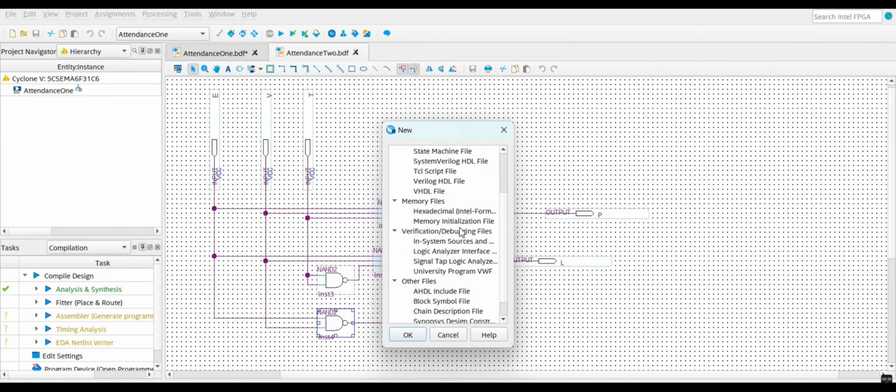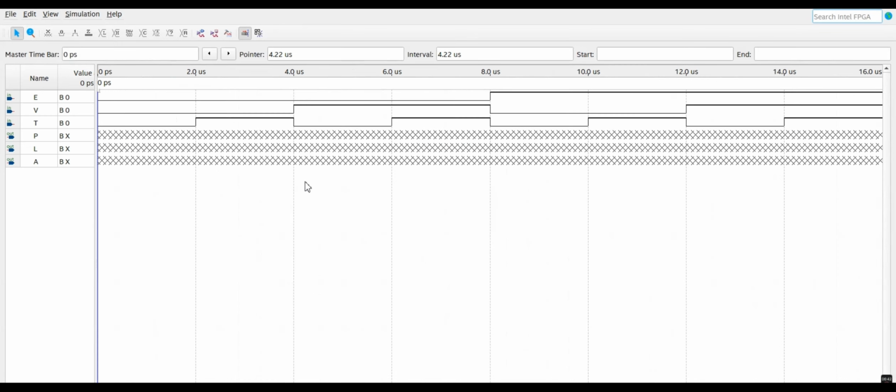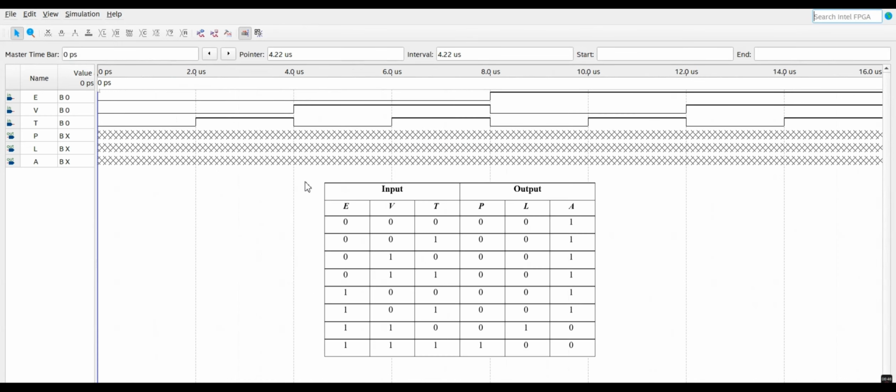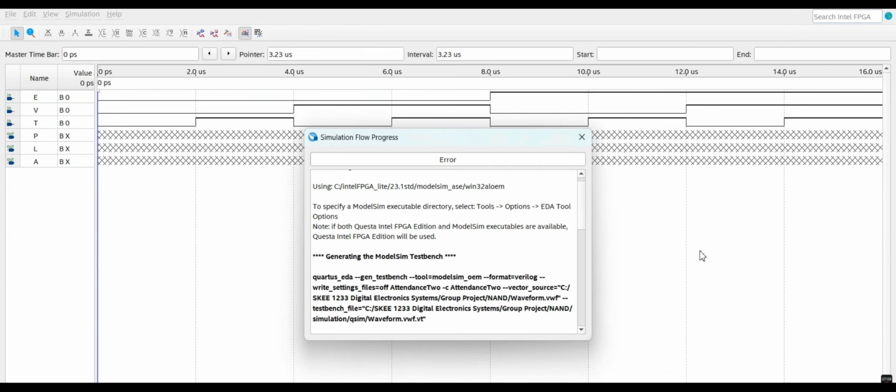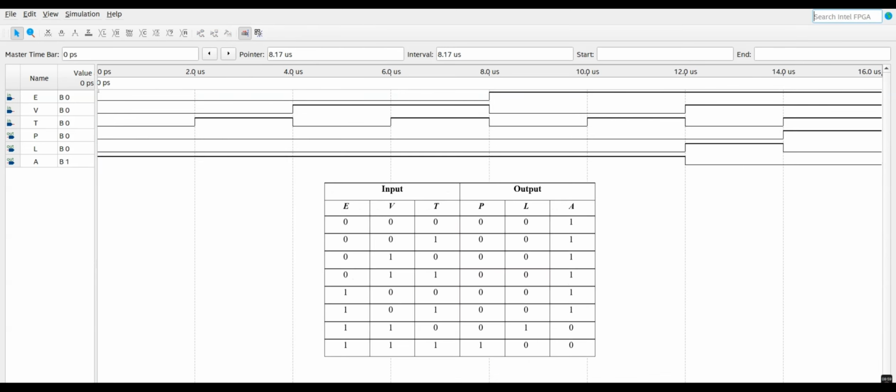And now let's have a look at the waveform. The shape of the timing diagram doesn't change as the input and output are essentially the same, even though the logic circuit is entirely different now. But like I said, it will be the same because the NAND Boolean expression is derived from the original SOP expression. So as you can see here, the output is exactly the same as before, where present is only high when E, V, and T are high, and so on.